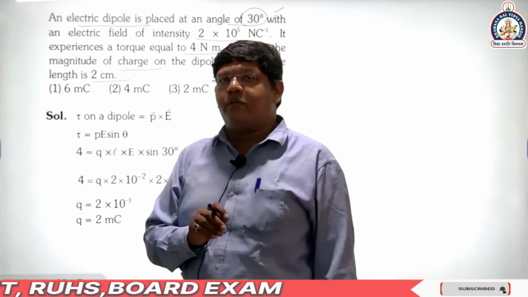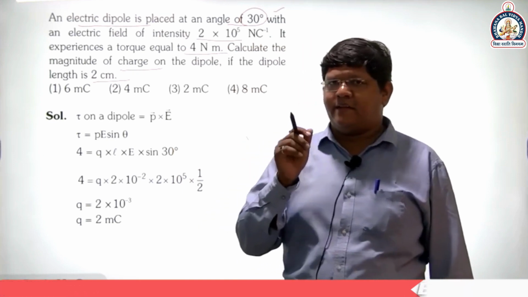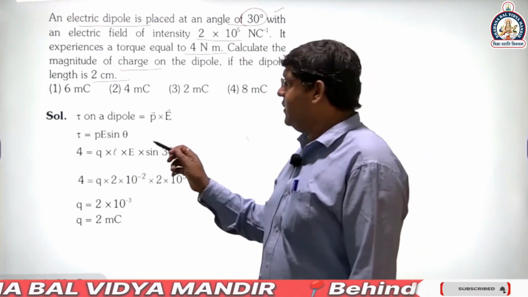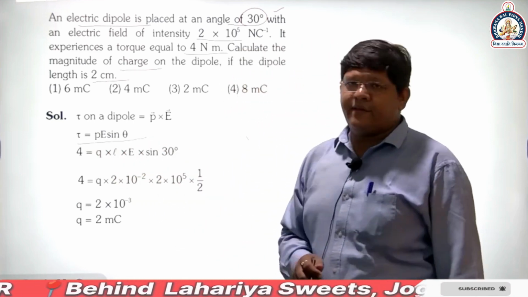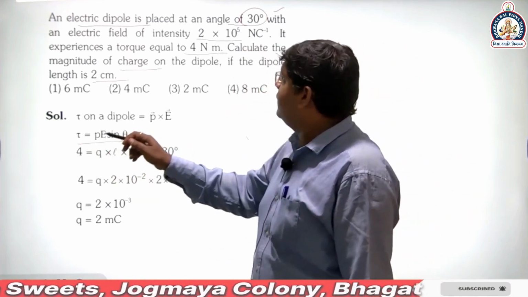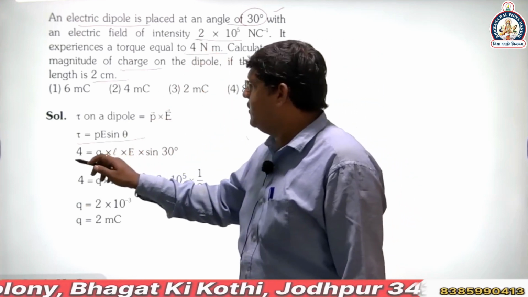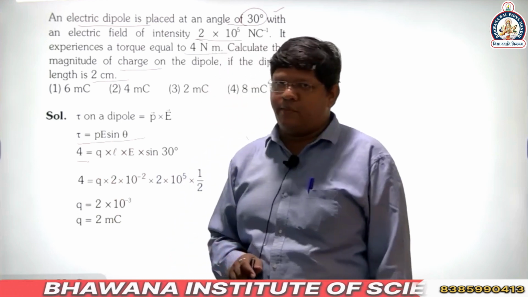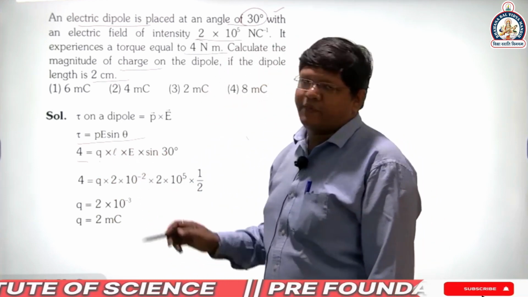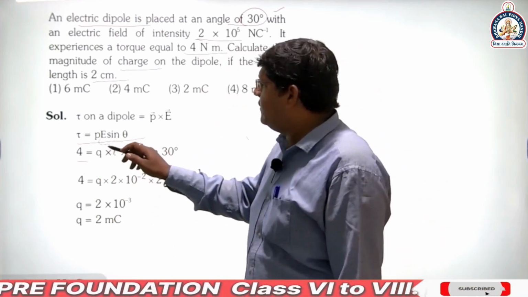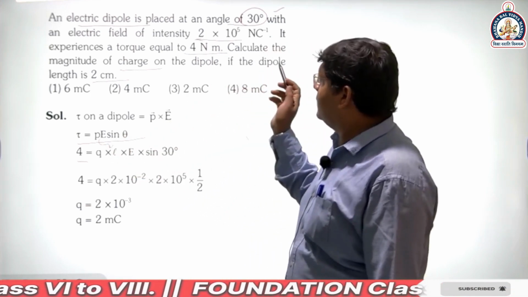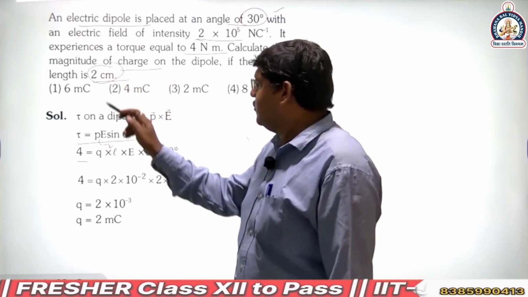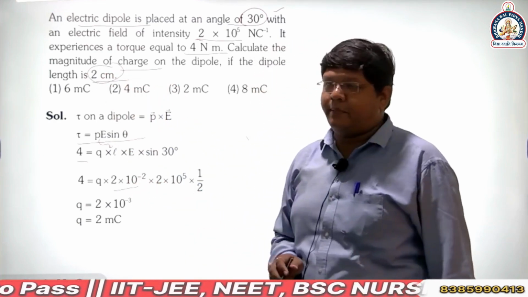This is simply a formula based numerical which can be solved by application of the formula. As we know, the formula for the torque is equal to PE sin theta. In the question the value of torque is given as 4, so we put torque is equal to 4. The value of P, the electric dipole moment, is equal to charge into length. So we have simplified P as Q into L. The value of Q we have to calculate. The value of length is 2 centimeter, so we convert 2 centimeter into meter.